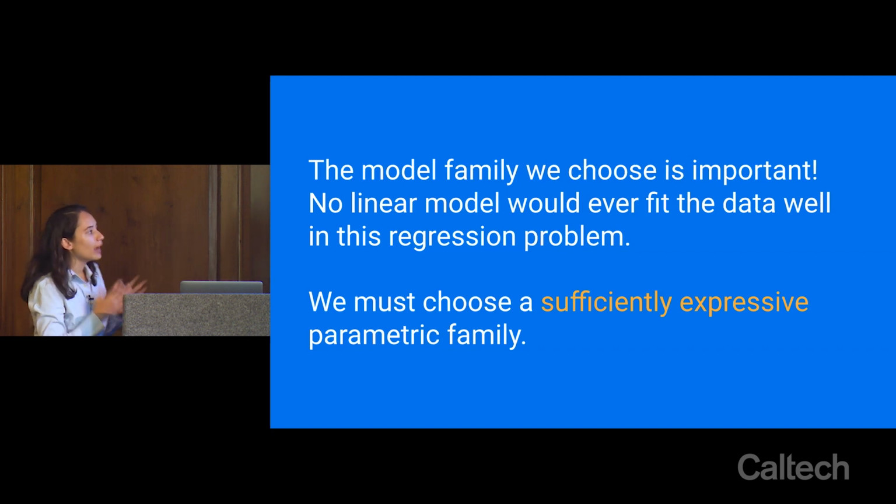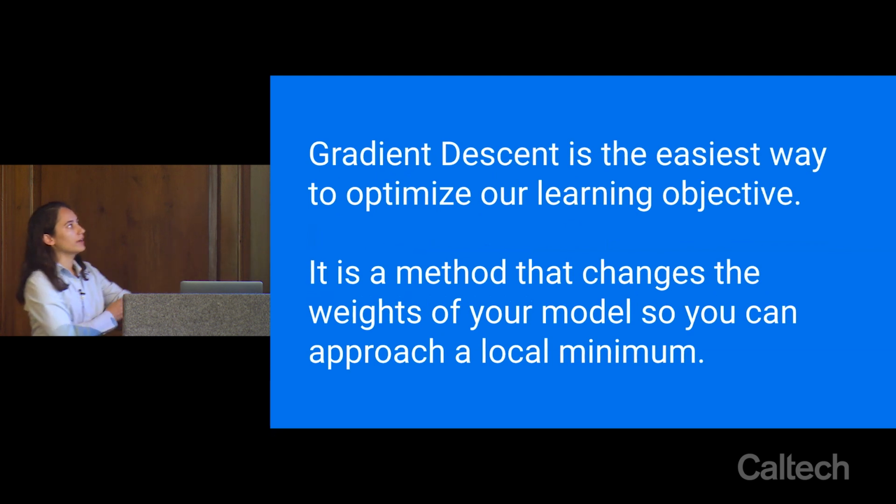And then moreover, you have to choose a sufficiently expressive, in this case, parametric family. But in all modeling cases, you have to choose a model that's going to be sufficiently expressive for the question and the task that you're trying to get it to answer. Okay. And I think I have one more slide just on gradient descent to solidify the idea.